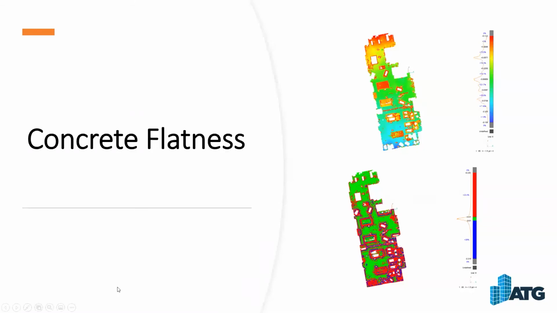And earlier I mentioned concrete flatness. Here's a couple examples. On the top right, we see one that showcases the levelness of the site. The numbers are a little small over there, but you can see how level this particular site is. And then right below that is the flatness of the site.